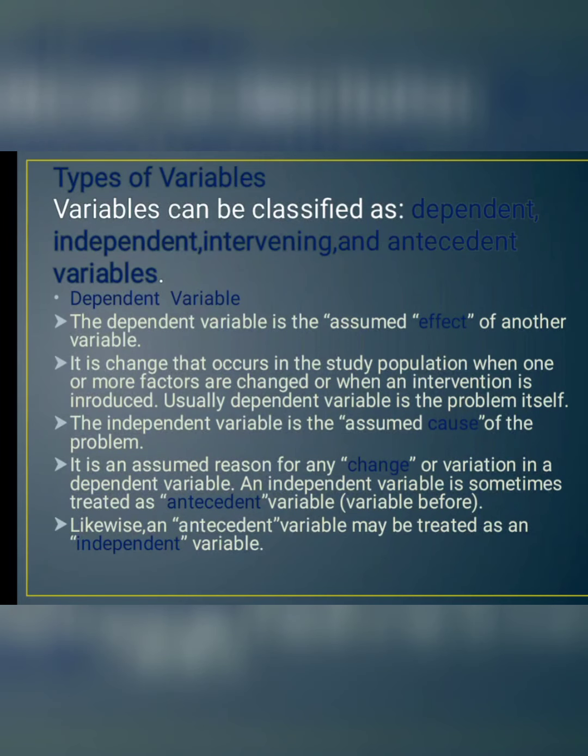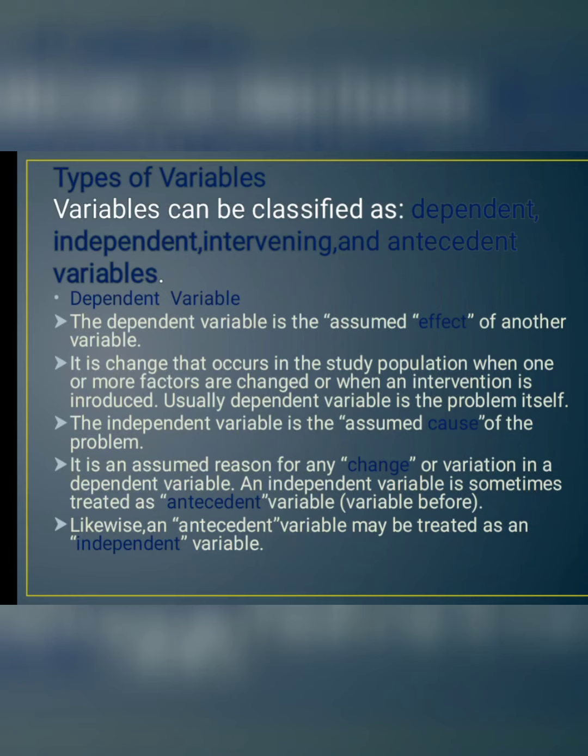The types of variables can be classified as dependent, independent, intervening, and antecedent variables. Dependent variables. The dependent variable is the assumed effect of another variable. It is the change that occurs in the study population when one or more factors are changed or when an intervention is introduced. Usually, the dependent variable is the problem itself.